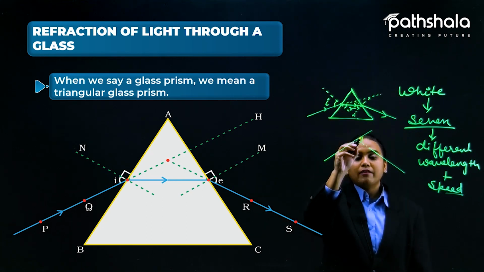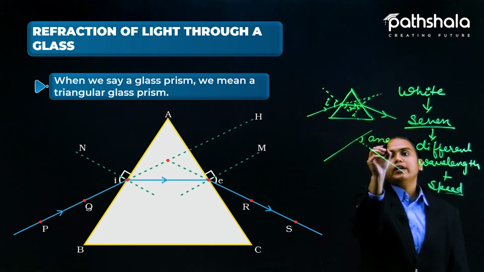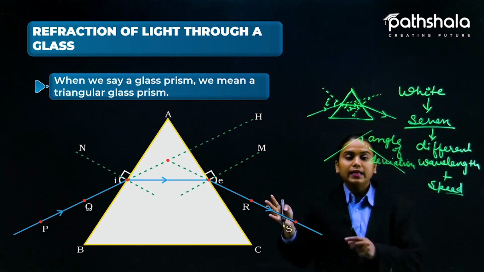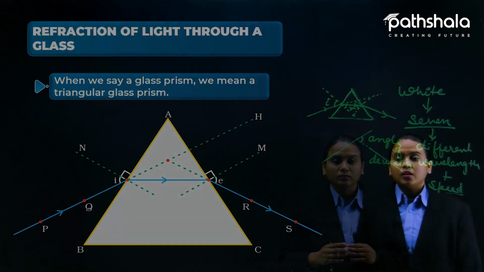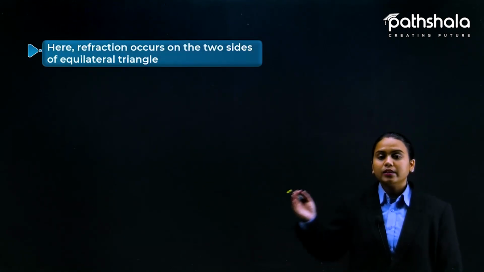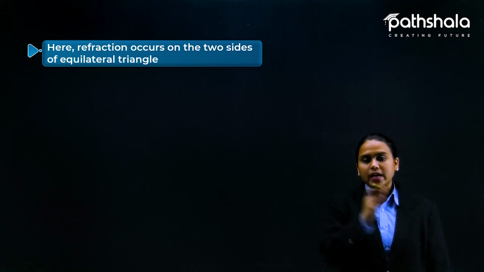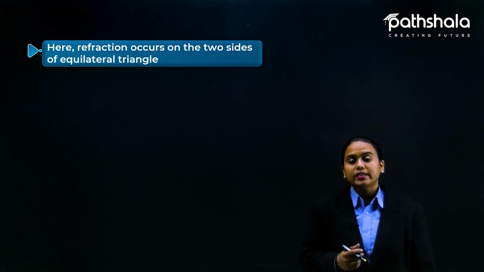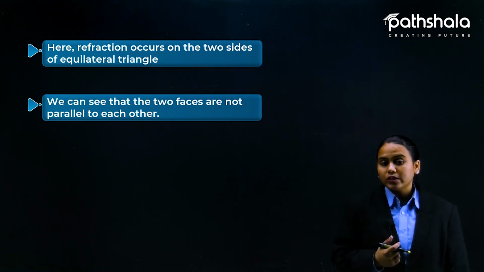and here we have a certain angle that is known as the angle of deviation. What we call it as angle of deviation. Okay, so this is how the light ray is going to bend in the case of a glass prism. Now we can say that here refraction occurred on two sides of the equilateral triangle. Yes, on both sides of the equilateral triangle we see that refraction takes place, and we see that the two faces are not parallel to each other.